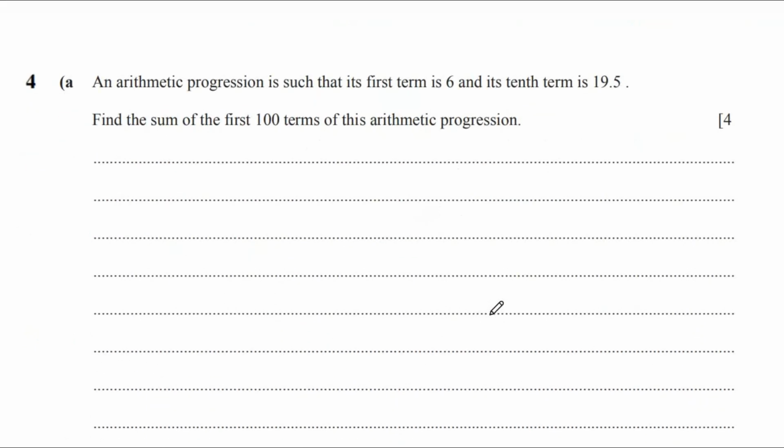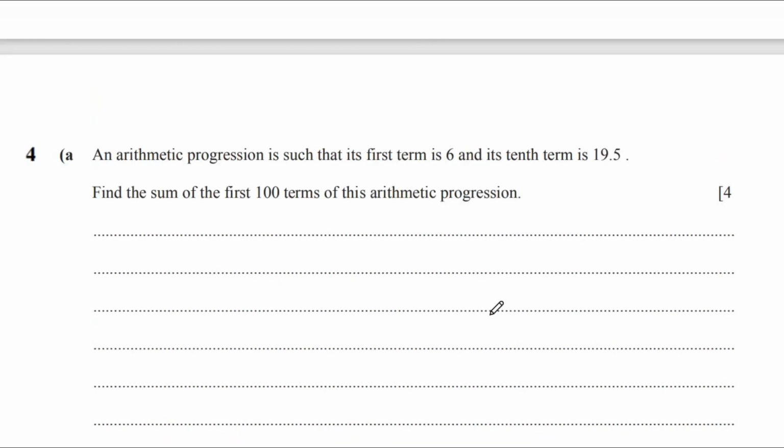The next question is, an arithmetic progression is such that its first term is 6 and the 10th term is 19.5. Find the sum of the first 100 terms of this arithmetic progression. The first term is 6, that is a is 6, and the 10th term, that is a plus n minus 1, that is 10 minus 1 multiplied by d is 19.5.